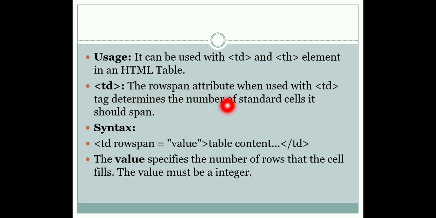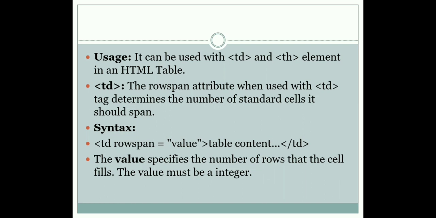The Rowspan attribute, when used with the TD tag, determines the number of standard cells that should span. Like you can see in the syntax, I will start the TD tag, write the Rowspan attribute and give one value to it. The value specifies the number of rows that the cell fills. The value must be an integer. The value represents the number of rows we want to be merged.